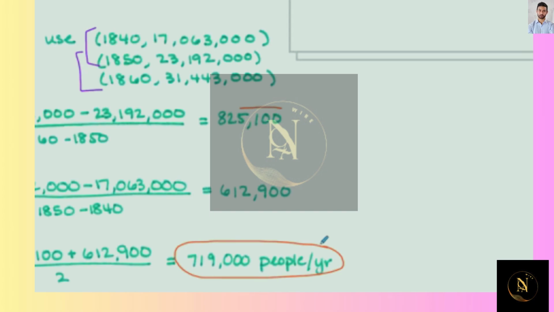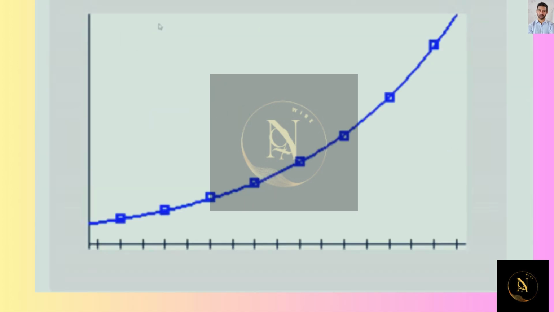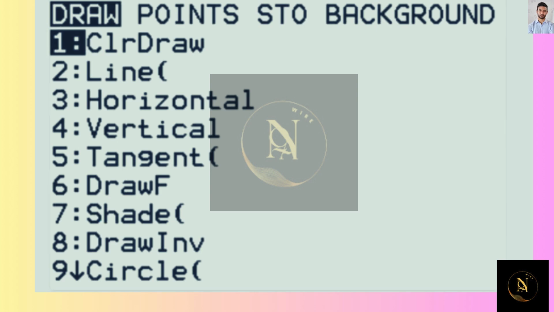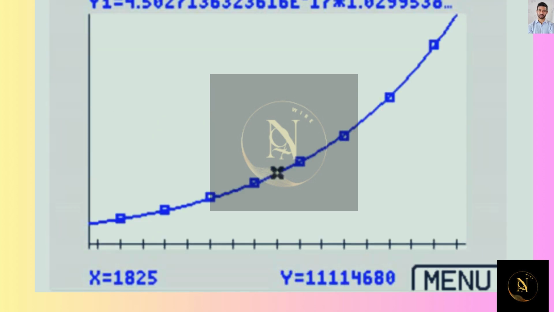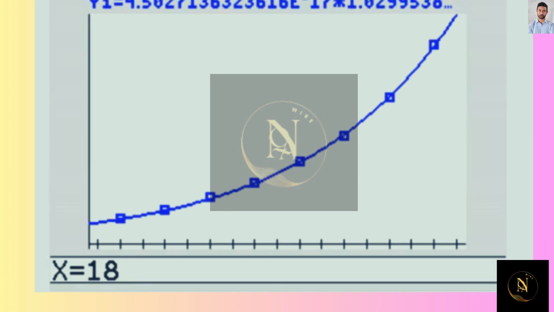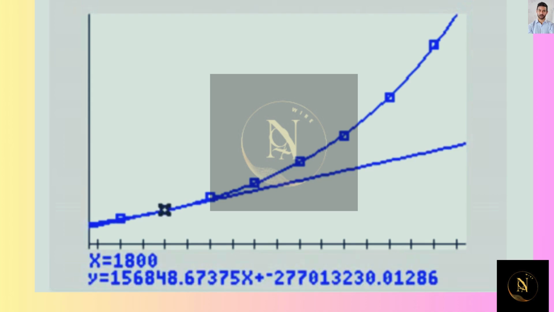We're going to go back to our model and estimate the rates of growth from the graphing calculator. So we can go into the Draw menu, which is Second Program, and we can choose number 5, Draw Tangent. And we can draw the tangent for the year 1800. So type in 1800, press Enter, and the tangent line is drawn. And at the bottom of the screen, we can see the equation of that line. And look at the slope, 156,848.7.